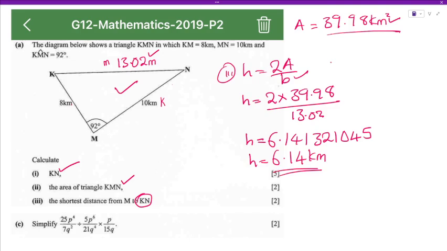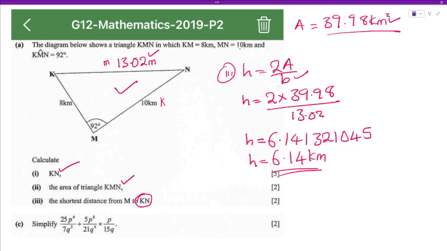Just confirm I didn't check whether I punched the correct values. Always confirm. Okay, 2 times 39.98, then I divide by 13.02. Okay, 2 times 39.98 equals divided by 13.02. Okay, all right, that's correct. Okay, we now go to the next question.